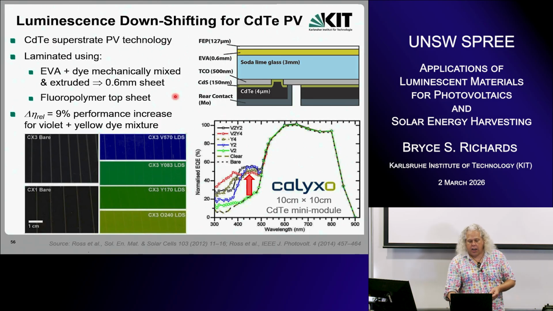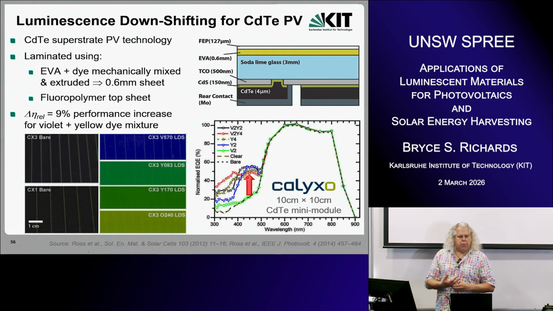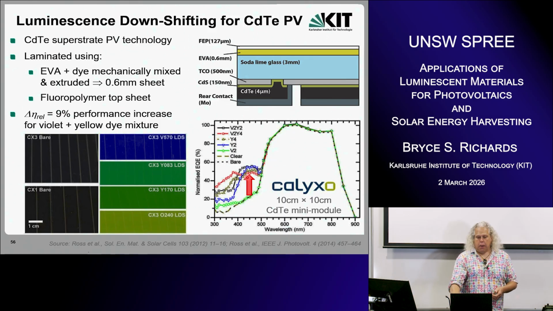Again, this is using organic dyes. So you can see here a range of all different dye mixtures. We had a violet, the violet only, and then we added a yellow and green and whatever dyes. The best performance enhancement was about 9%, which actually we were really happy with, and so was the company.